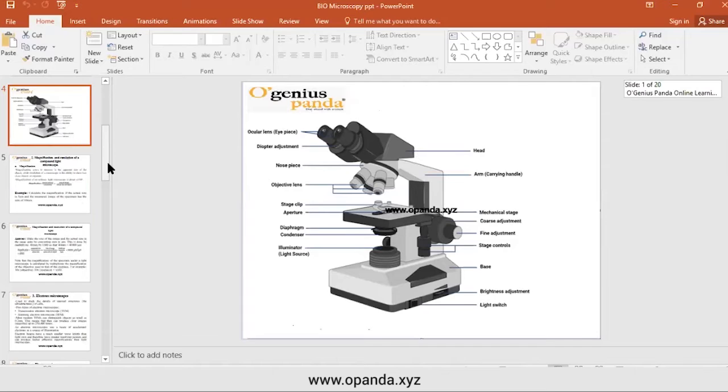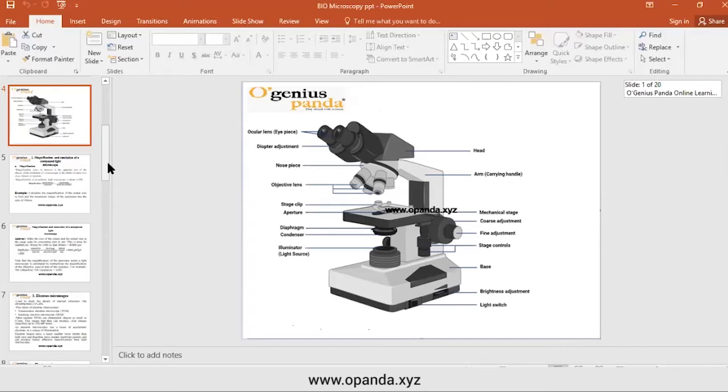We have the diopter adjustment, because you adjust when you look inside. You adjust the image so that it can be closer or farther away from you, for example when there is too much light. You see the head, on which we have the ocular lens. You have the objective lens.